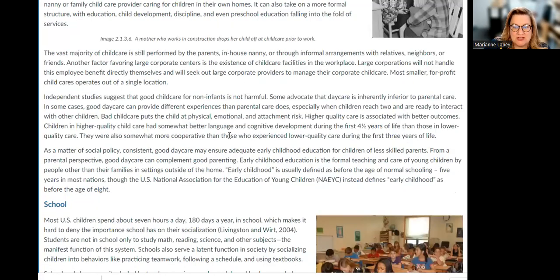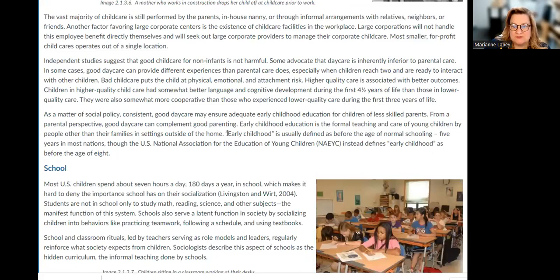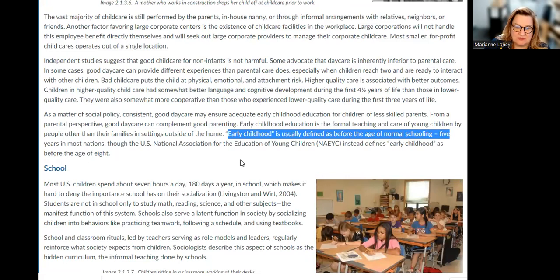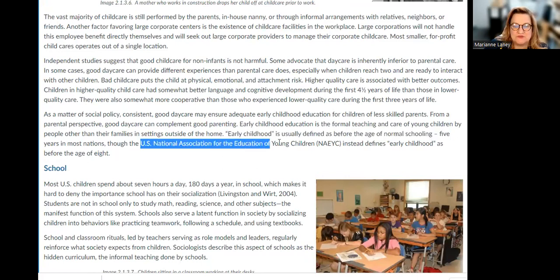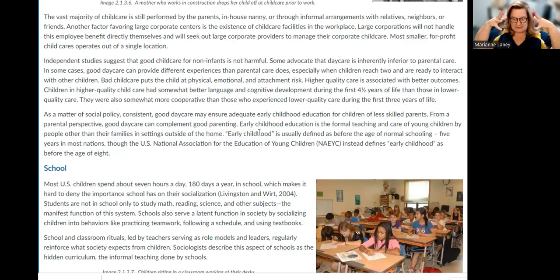And so again, early childhood is defined as the age of normal schooling, 5 years in most nations, right? It's basically up to age 5 is ECE. That's what we call ECE. And then we have the National Association for the Education of Young Children. This is my professional association. When you become a child development major, this will be your professional association as well. We say 0 to 8. And so that just means basically up to second grade, right? Just when things are still fresh and new and you're still learning, the brain even grows and has this little resting spot between 7 and 8 years old. And that's a good time to then transition into the next level of life.